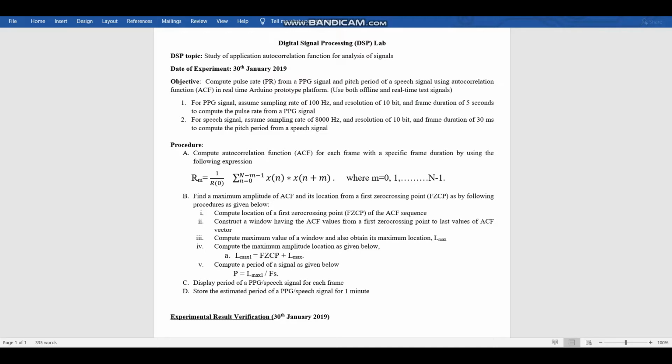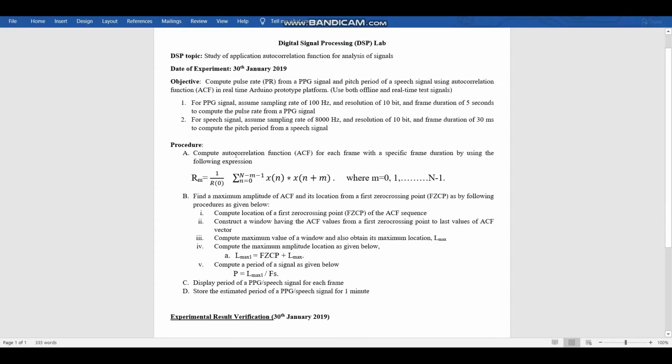Before going any further, let us see what the autocorrelation function is. The autocorrelation function is given by the following formula: R of m equals 1 by R of 0, sigma n equals 0 to N minus m minus 1, x of n into x of n plus m. So what we see here is that it is the same signal.